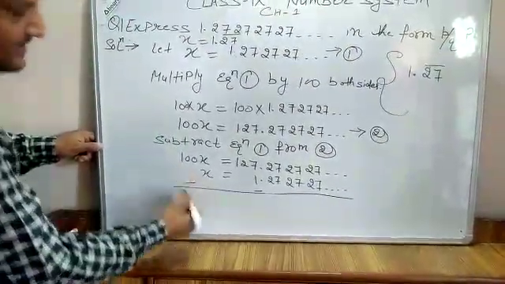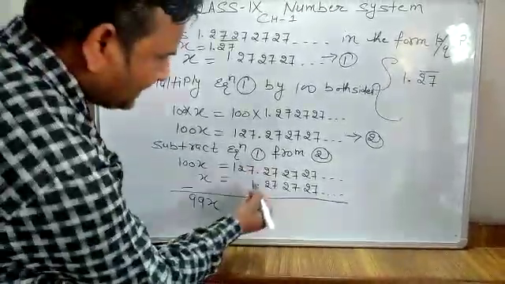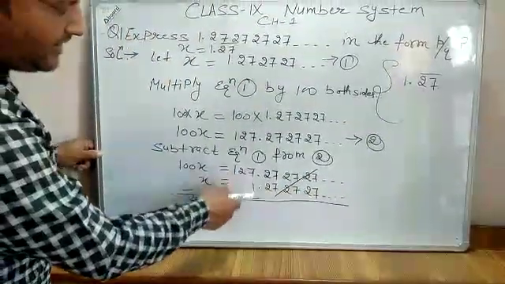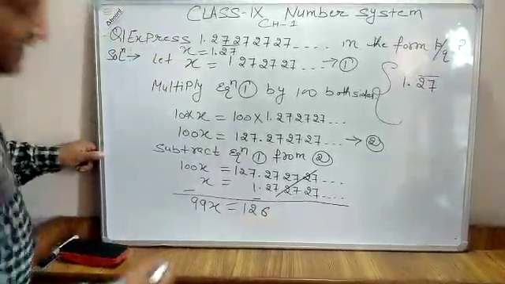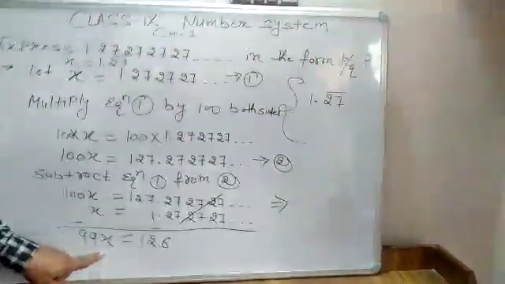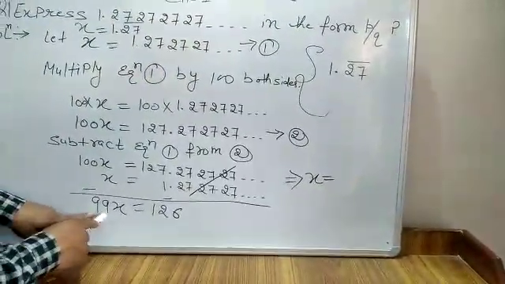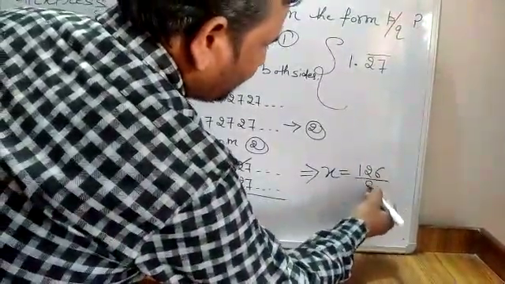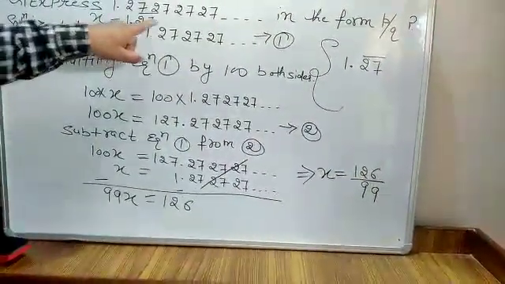100x minus 1x is 99x, and here the repeating parts all cancel, and we are left with 127 minus 1, which is equal to 126. So we get 99x is equal to 126. We require the value of x. These two numbers are multiplied with each other, so the multiplier goes to the other side and becomes divide. So x is equal to 126 upon 99, where x is 1.27 bar.